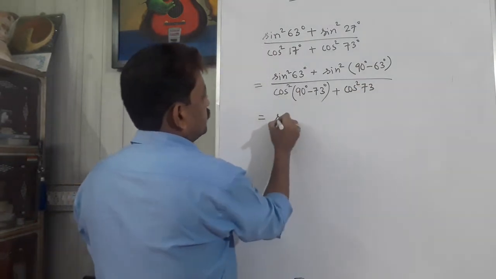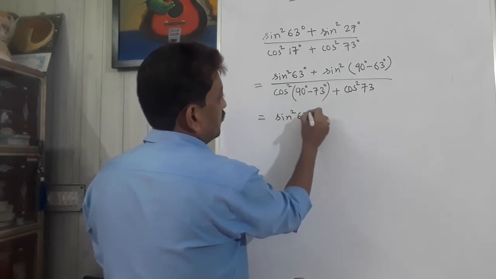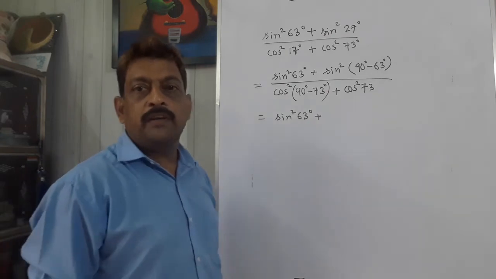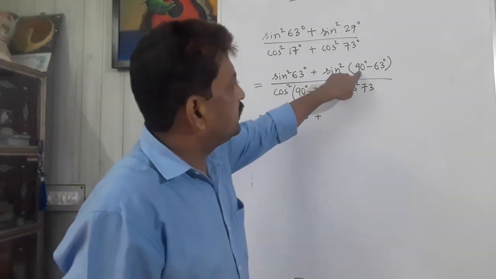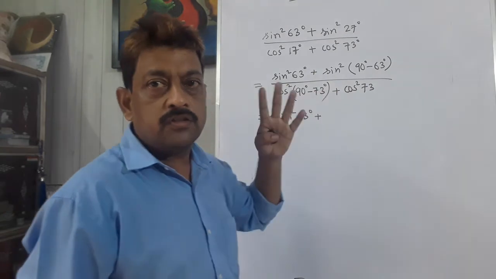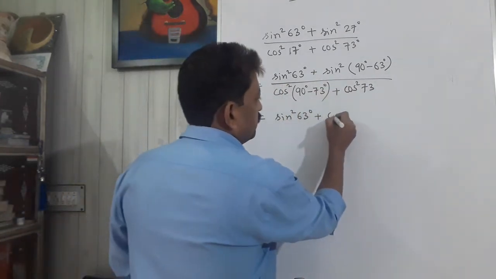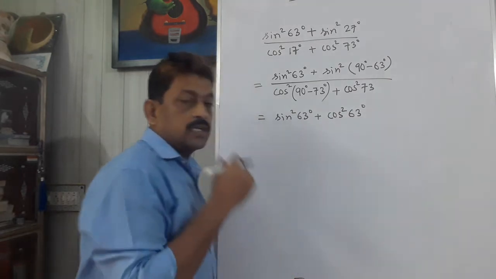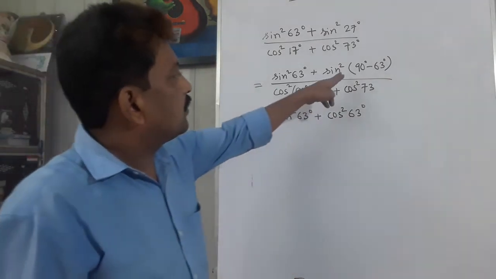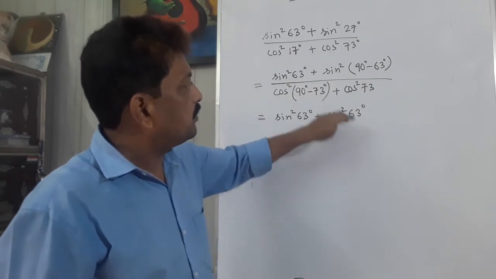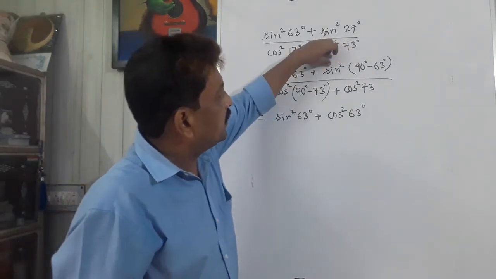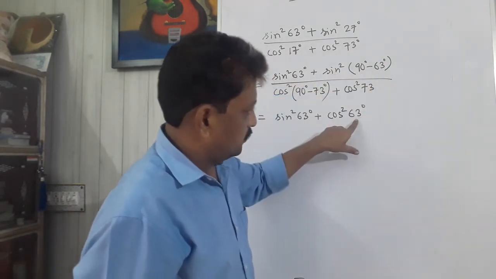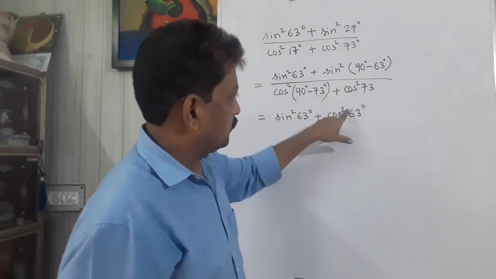So here, sin square 63 degrees plus sin 90 minus theta. Complementary angles: sin 90 minus theta is cos theta. So in place of sin square it will become cos square, and theta is 63 degrees. So it is cos square 63 degrees. Just check it: sin 90 minus theta is cos theta, so sin becomes cos, and theta is 63 degree, so 63 degree will come here and the square is also there.